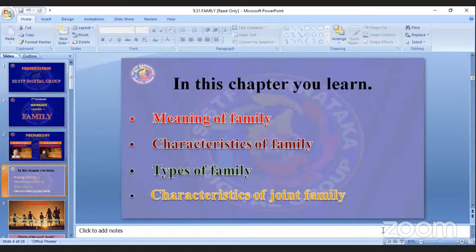Okay. Good morning to all. Students, in the last class we discussed the family, and also the matriarchal family and patriarchal family. Today we are going to discuss the modern nuclear family.